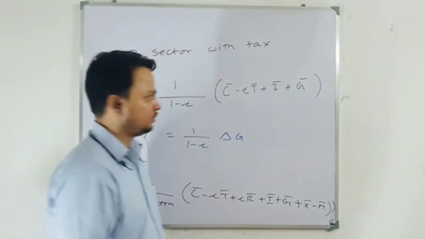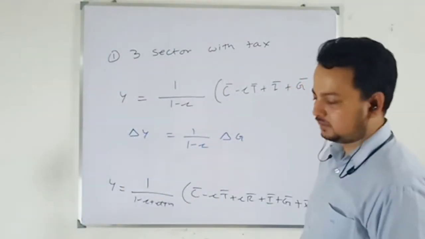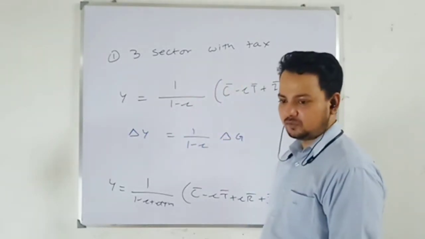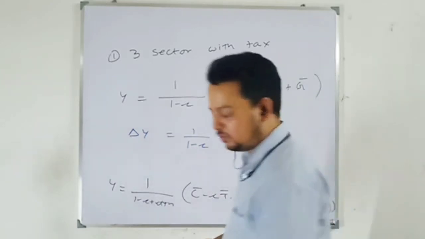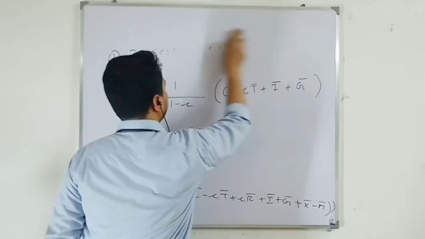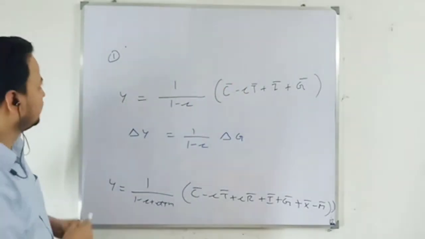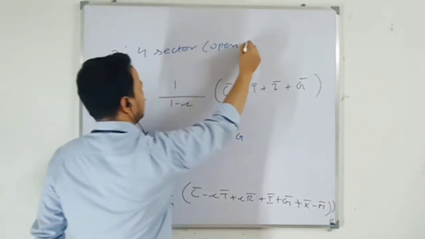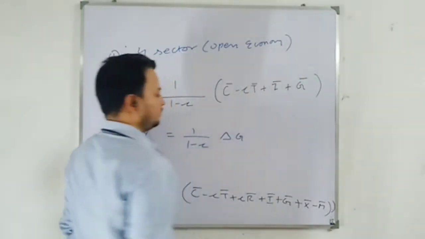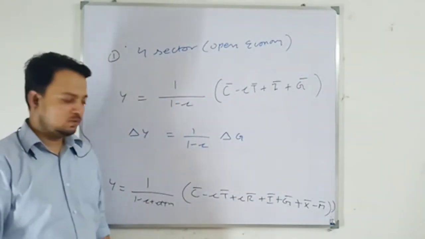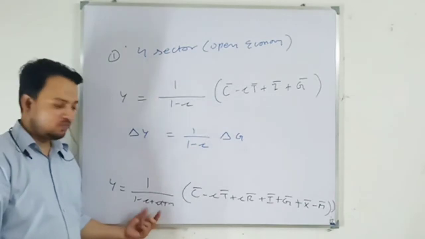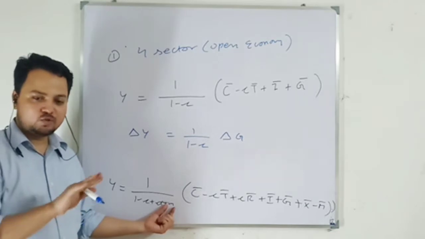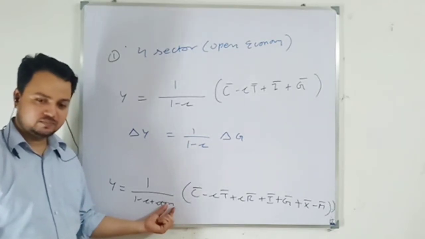What do I have to do? I want to maintain the same multiplier, but rather than 3 sector with autonomous tax, I want to keep this as 4 sector. Suppose 4 sector, open economy. Look at this multiplier. What is this multiplier? 1 over 1 minus c plus ct plus m. What is small m? Marginal propensity to import. Right? Yes or no?